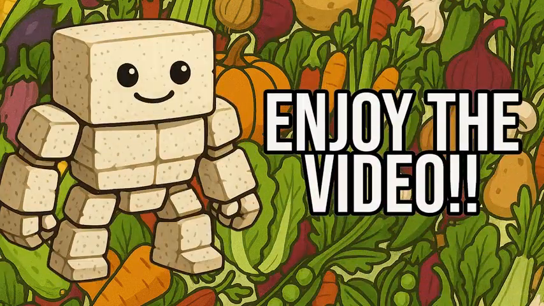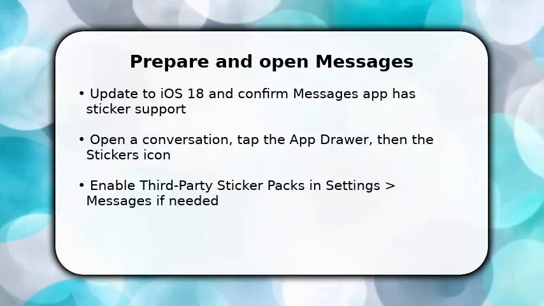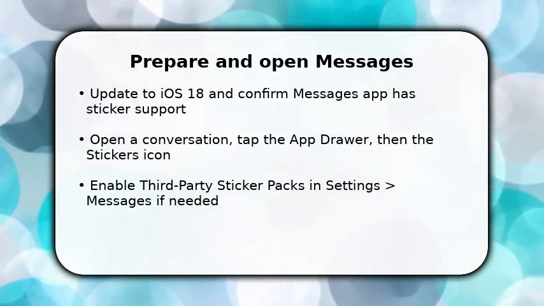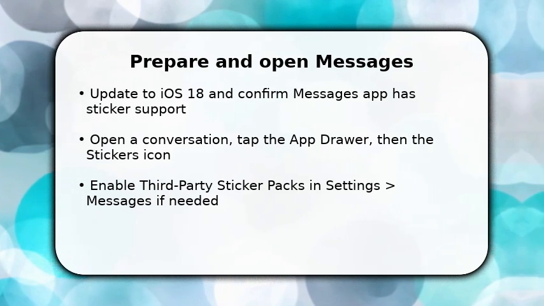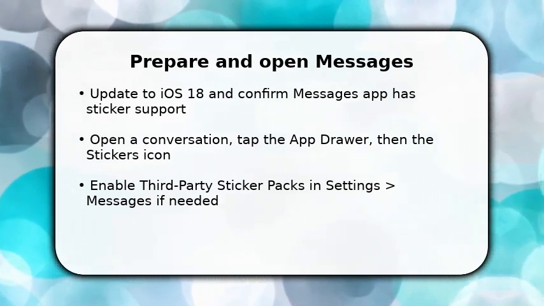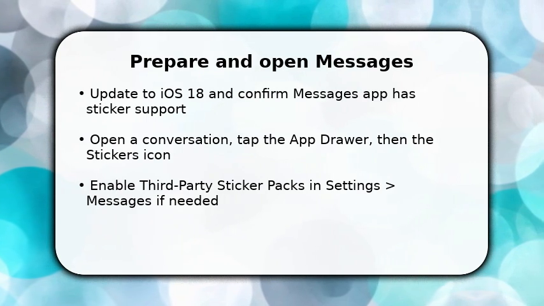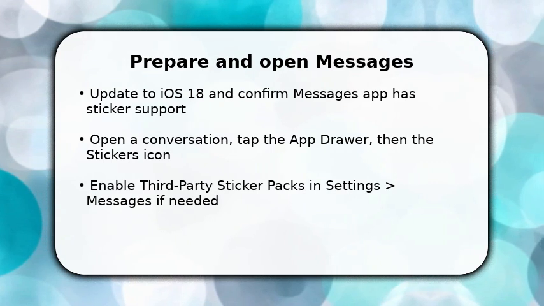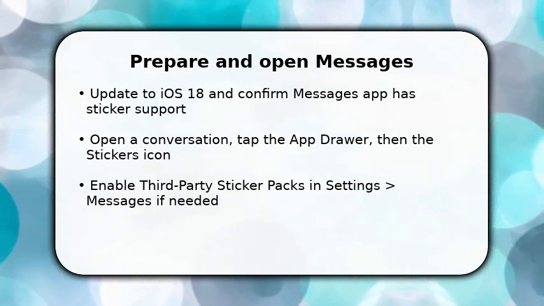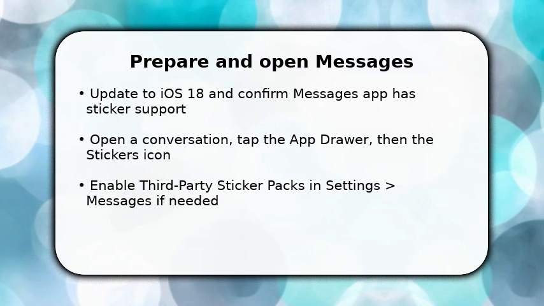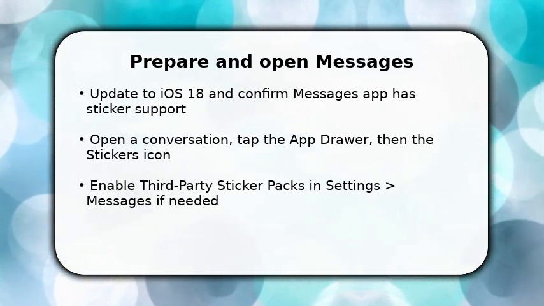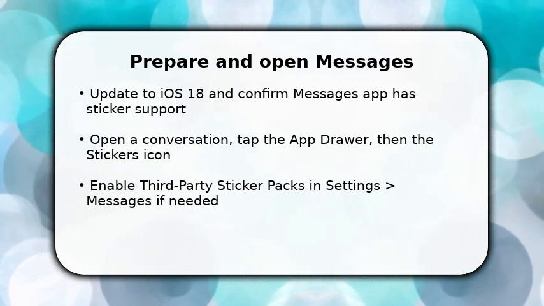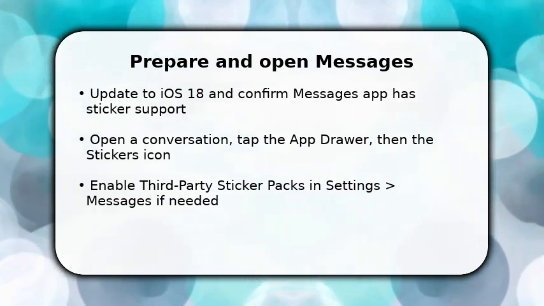Please enjoy the video. You'll start by preparing the environment, update to iOS 18 and open messages so you can act immediately. Tap a conversation, then the app drawer and choose stickers to reveal packs. If a pack is missing, go to Settings Messages and enable third-party sticker packs. This makes custom stickers usable across chats. Once done, long press a sticker to see options like Add to Favorites. This first step ensures the sticker tools are available when you need them.